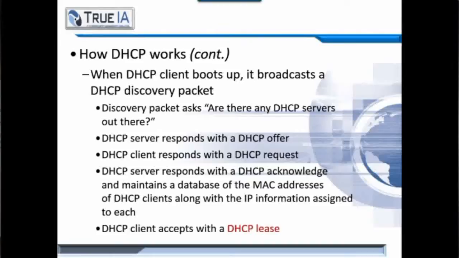So how does all this work? Well, when a DHCP client, your computer, boots up, it requests or broadcasts a DHCP discovery packet. Basically, that discovery packet just says, hey, are there any DHCP servers out there? I need an address. Your DHCP server then responds with a DHCP offer, and that DHCP client then responds with a DHCP request. Now that they've mutually agreed, the DHCP client will then accept whatever IP address it's given with what's called a DHCP lease.